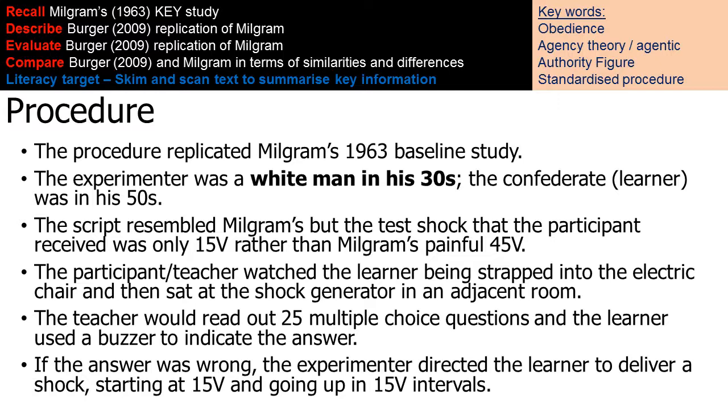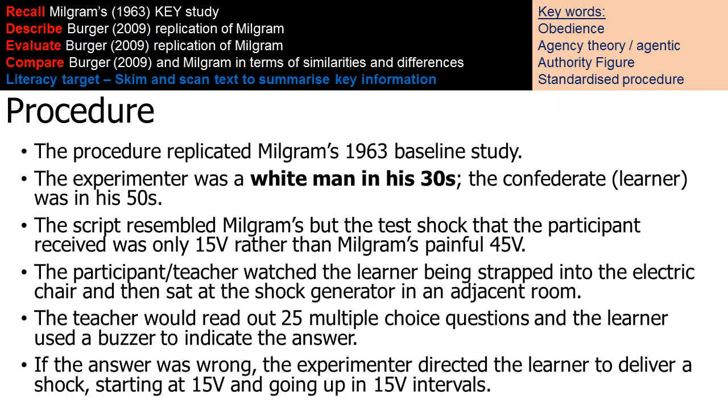Berger replicates Milgram's baseline study, so he uses the standardised procedure that Milgram used in 1963. His experimenter was still a white man in his 30s, he still wore the lab coat, and his confederate, the person that was in on the experiment, who was the learner, was in his 50s. Now, the script resembled Milgram's, but he did change certain things.